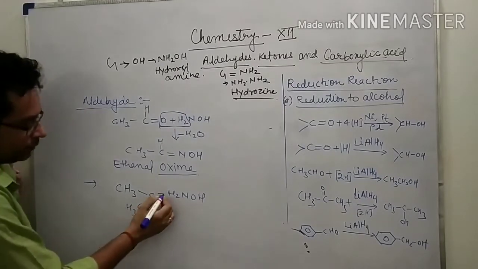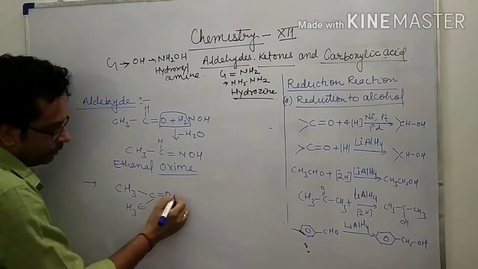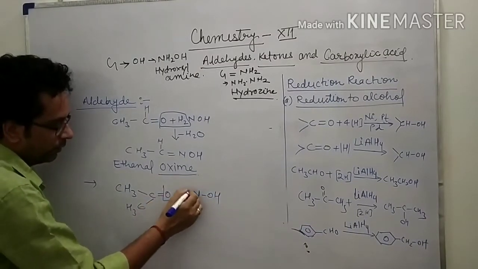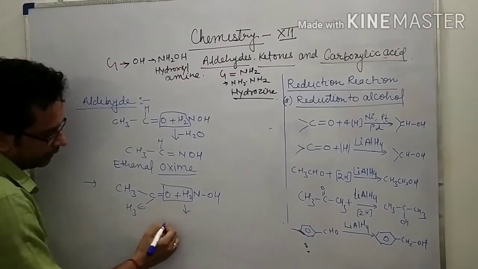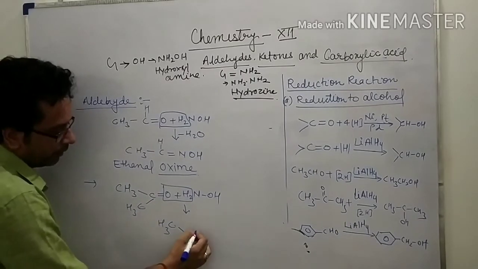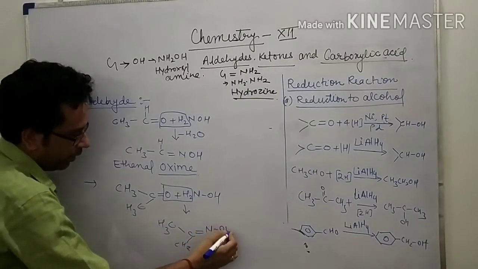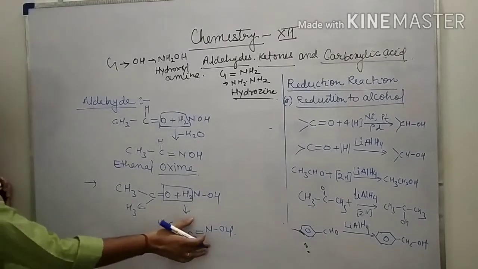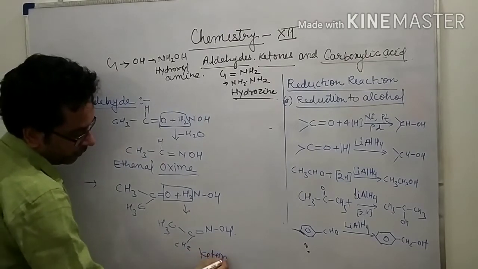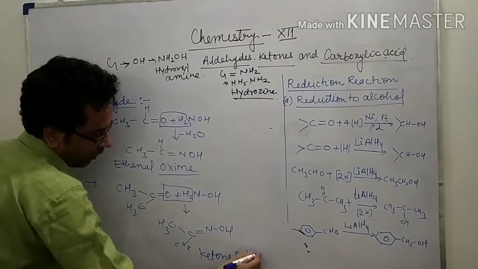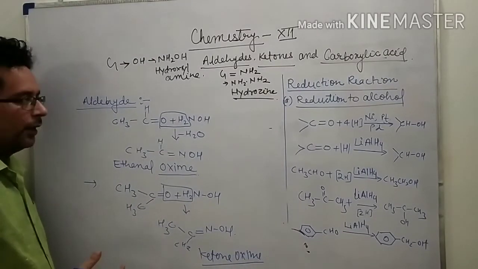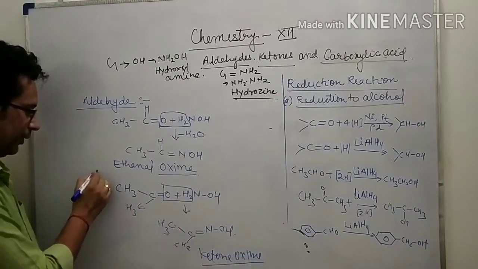Now when ketone, CH3 C double bond O CH3, reacts with hydroxylamine, that is H2NOH, the product is CH3 C CH3 double bond NOH. Okay, now this is also an oxime, a ketone oxime. So this is the reaction of aldehyde and ketone with ammonia derivatives.